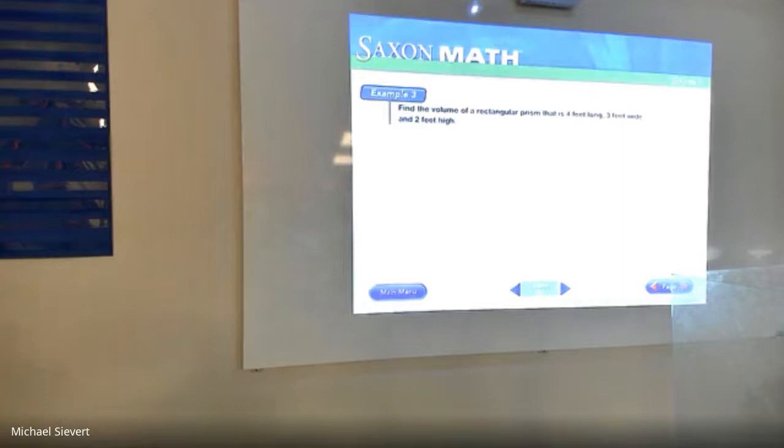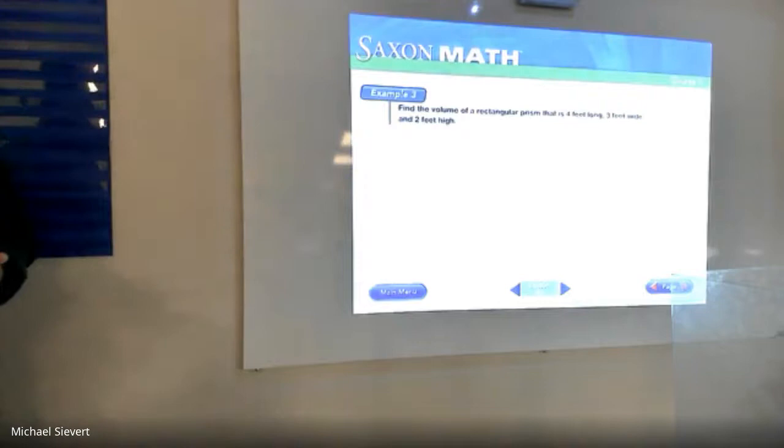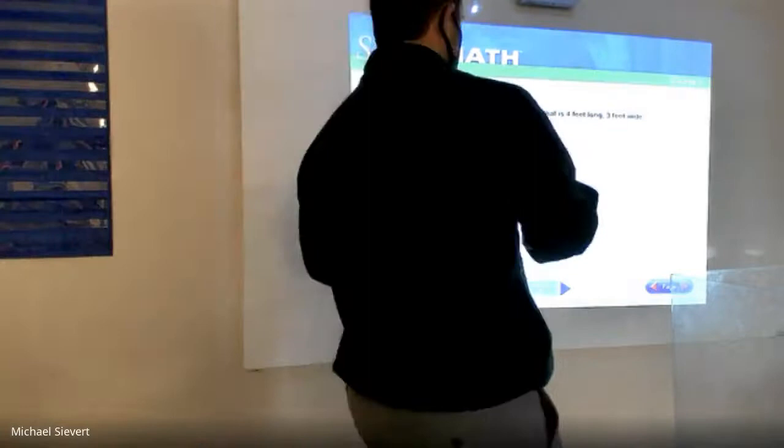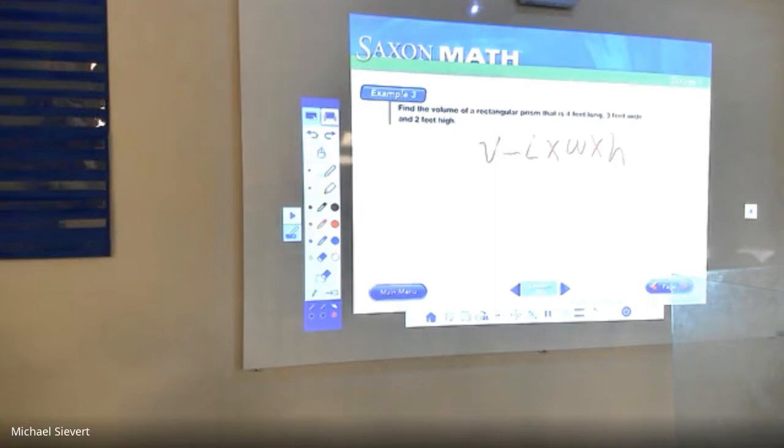London Henderson. I'm looking for the formula. Mari? Length times width on top. Right. Don't forget the volume. So I'm going to say it. Volume equals length times width times height.